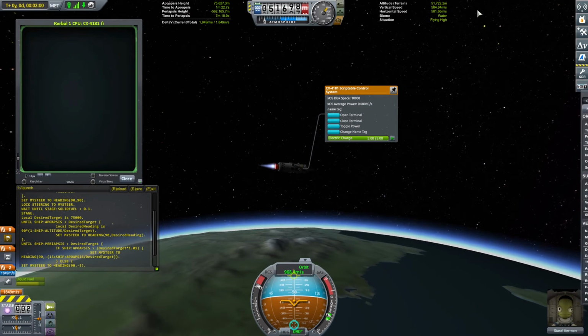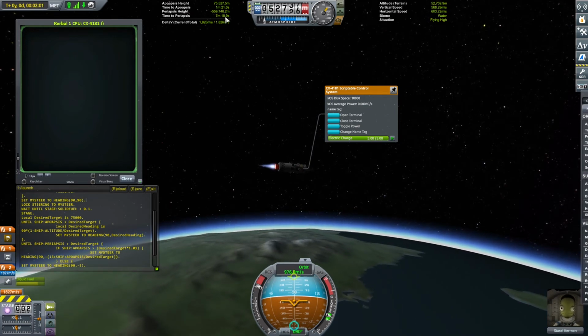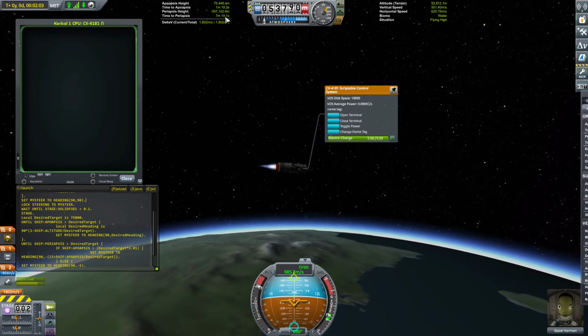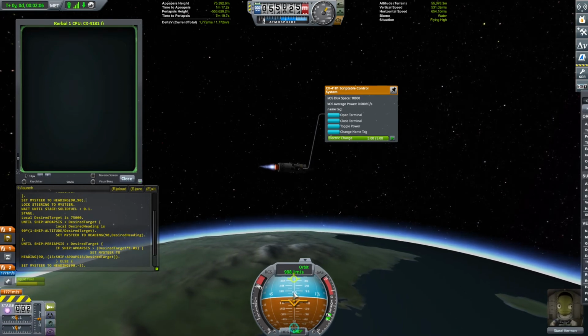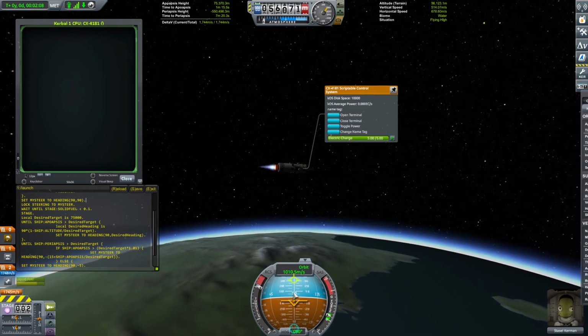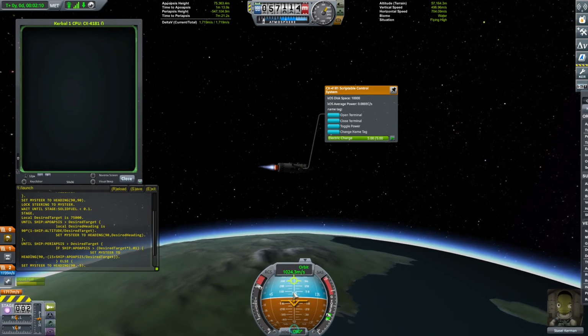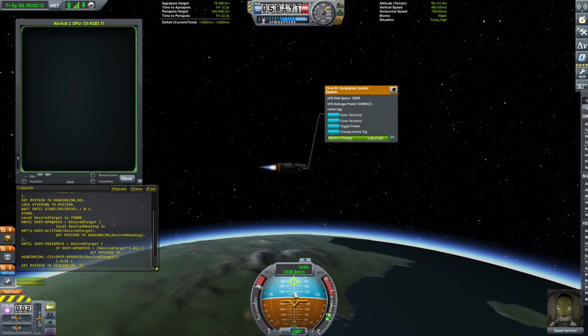At this point, now that the apoapsis has reached the desired height, the rocket is trying to propel itself as much as it can horizontally so that it can achieve a circular orbit.